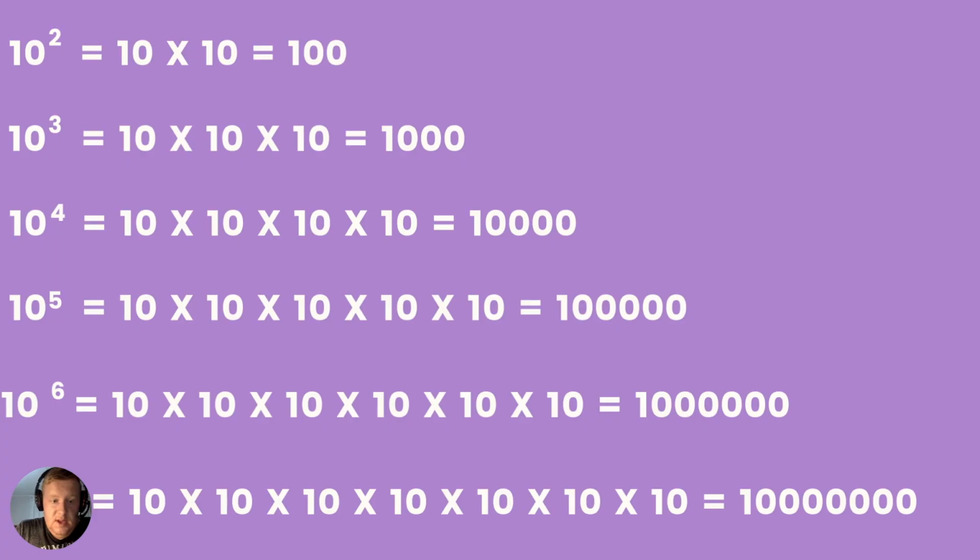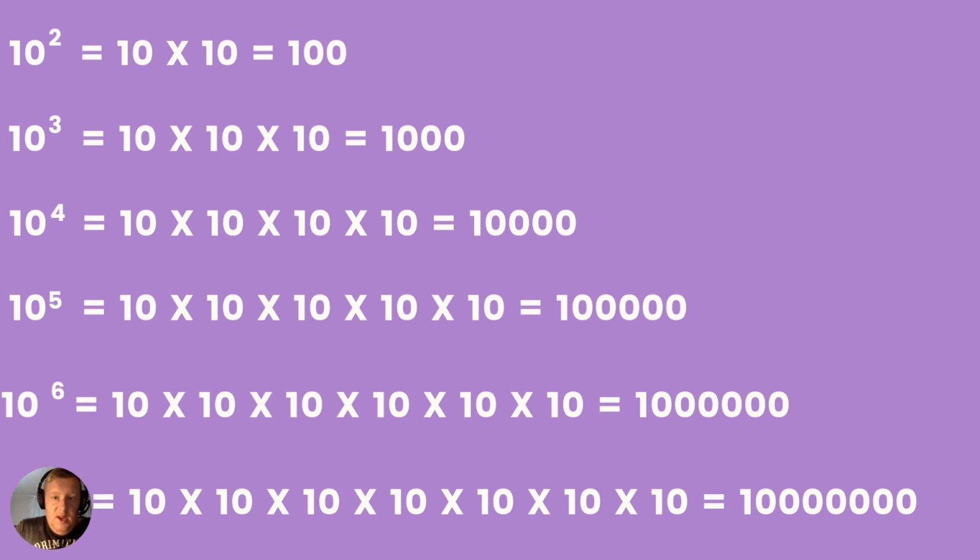And if you look at the tens, 10 over the power of 2 equals 10 times 10 equals 100. 10 over the power of 3 equals 10 times 10 times 10 equals 1000. And as I put a bigger exponent number or index number, the more zeros it adds. As you can see, 10 times 10 times 10 times 10 equals 10,000. And it just gets bigger every time.